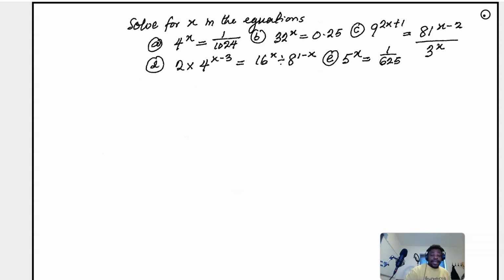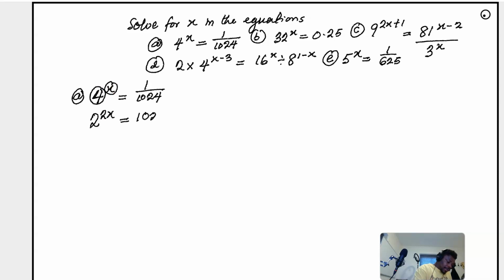Now, let's take these questions. A, 4 raised to power x is equal to 1 over 1024. 4 in its lowest form is 2 raised to power 2. So 2 raised to power 2 is 4, and you have x here. This is equal to, remember, this can still be written as minus 1. Now, the base on this side is 2. So let's take 1024 to the base of 2, and that is by dividing.